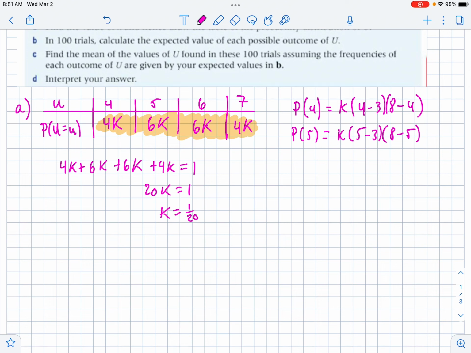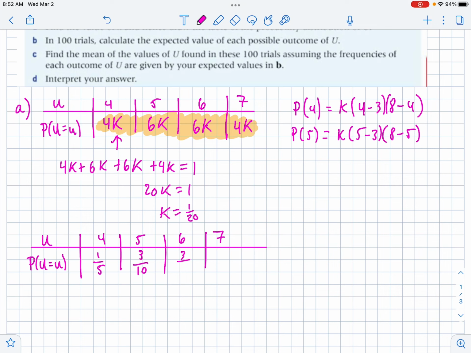That means if we're to redo that table with K equal to 1/20th, we can find the actual probabilities of these events. And they will be, if you put 1/20th in right there for K, 4 over 20 is 1 over 5. And then 6 over 20 is 3 over 10. And then 6 over 20 is 3 over 10. And then 4 over 20 is 1/5. So those are the actual probability distributions of u.